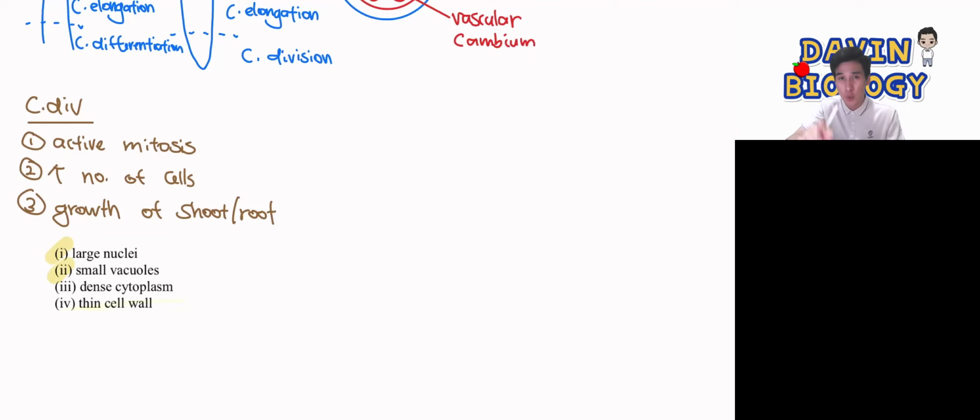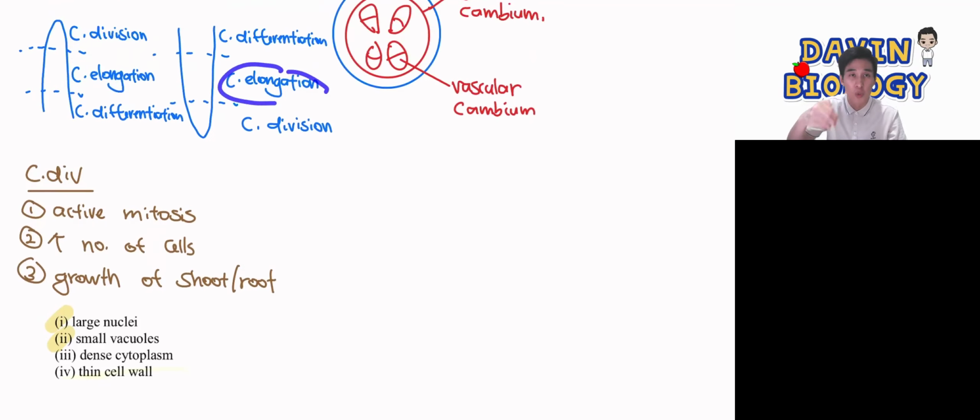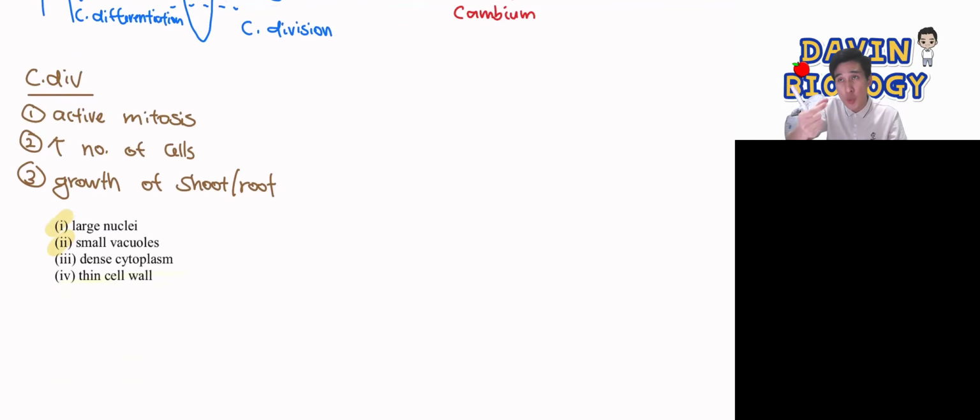Then the most important one, the one we commonly say, is small vacuole. As we know, the vacuole stores water to increase the size, to provide turgidity. Since they haven't elongated yet, the vacuole hasn't really absorbed water, so it's still small. Understand? Then cytoplasm I don't want to explain. We remember an easier one: thin cell wall. Since they are baby cells, the cell wall is very thin. So these are the main characteristics you can remember.